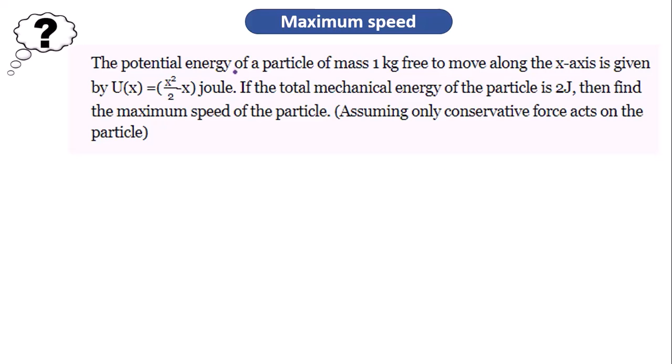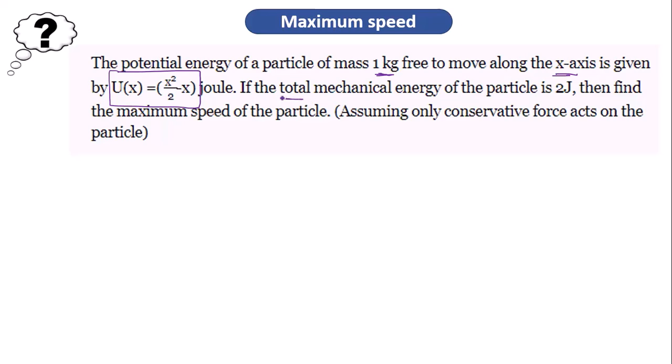Okay. So to start with this, let us say there is a particle of mass 1 kg. It is free to move along the x-axis. It is given that the particle is moving freely along the x-axis, and for that situation, the potential energy of the particle is given as U equals x square by 2 minus x.